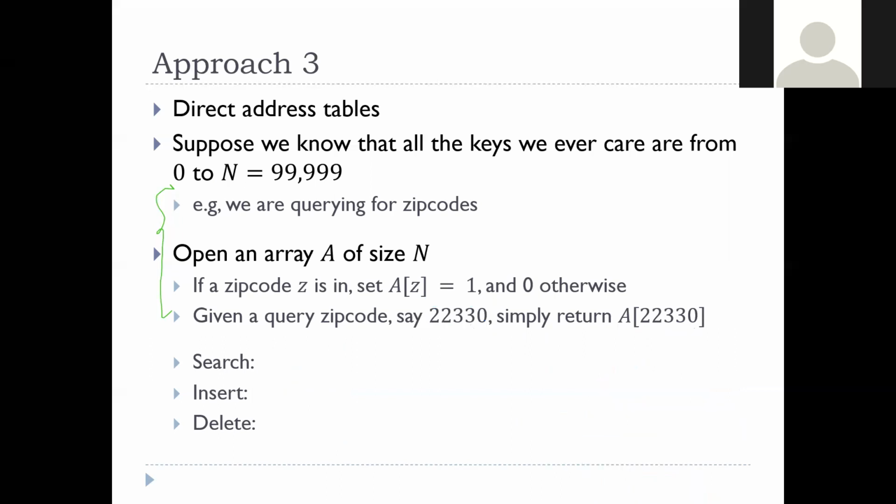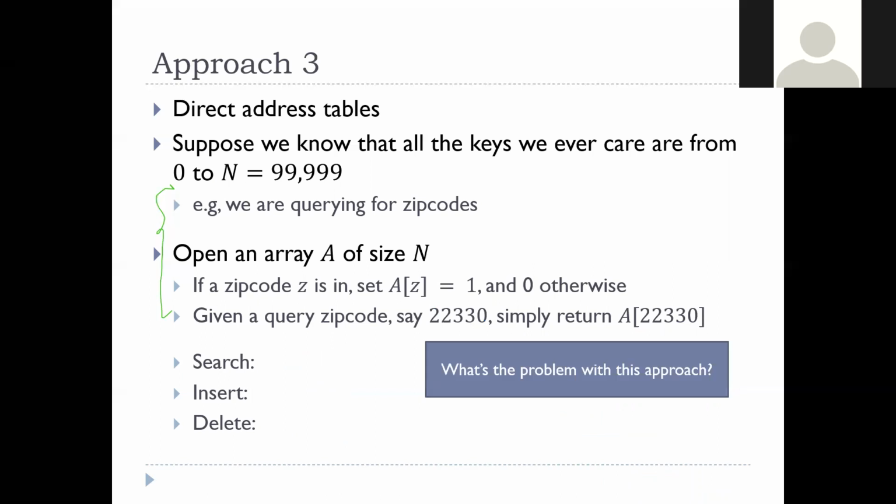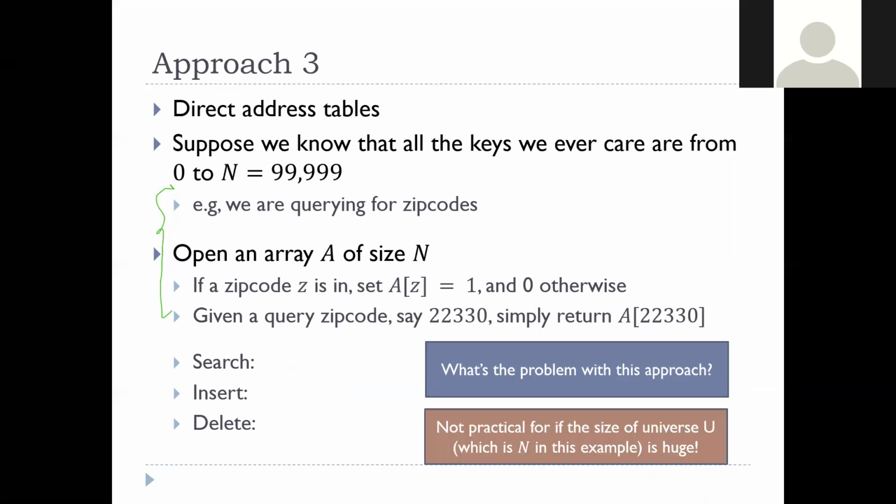Well, you may have already noticed that the problem is that here I have assumed that the universe that I'm having is only of a size 100,000. In general, if your universe is large, then you have to have a much bigger array in order to support this. Basically, your array A has to be the size of the universe. So if my universe is all possible words in English, then that's a huge space. Then you cannot really afford to have that size.